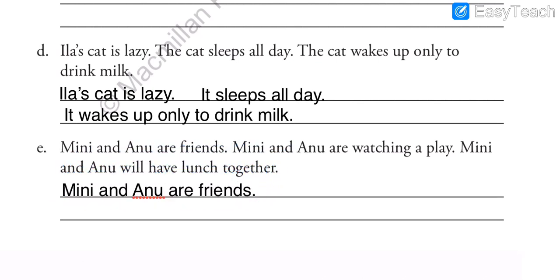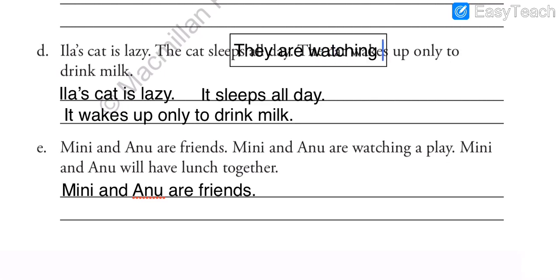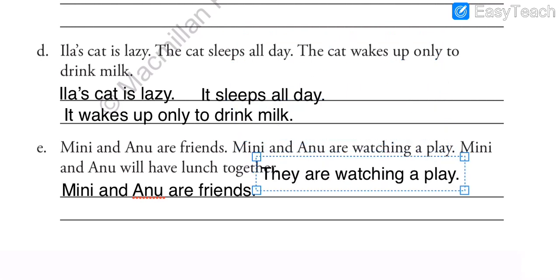Okay, fine. So second part is Minnie and Anu are watching a play. So instead of Minnie and Anu, we have to use they. If the plural is like first person, we use we, but we are talking about Minnie and Anu, which are the third person. So we use they. So they are watching a play. So here we are going to write they are watching a play. Great stuff.